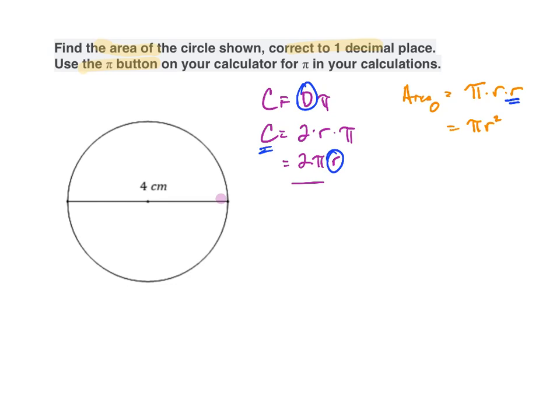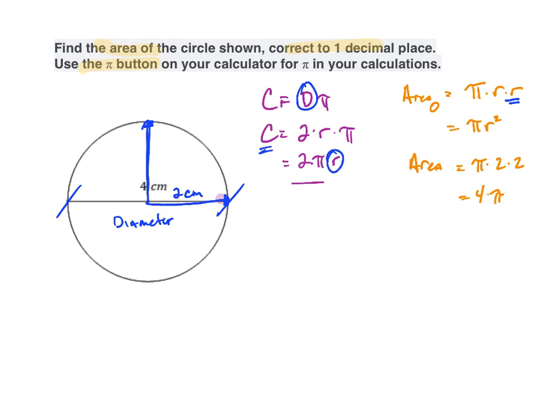So what might make this problem a little difficult is that this right here is the diameter. Remember, the radius is the distance from the center of the circle out, which means it's half of this. So it's going to be this distance, which is half of the diameter. So the radius of this is 2 centimeters. So when we're figuring out the area, we're going to say that the area would equal pi times 2 times 2, which is 4 times pi.